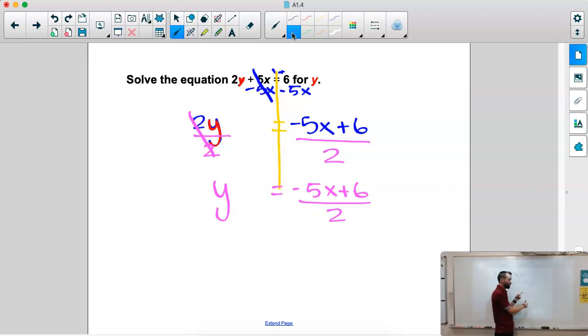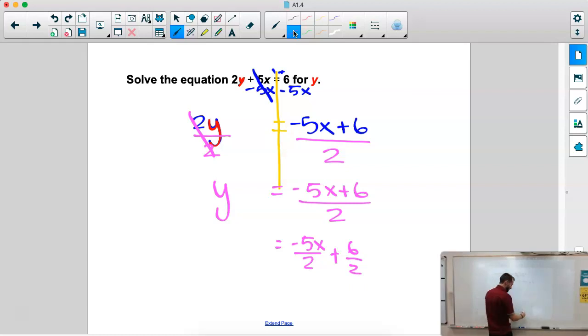There are situations where maybe I divide. What I want to make sure no student does is just try to divide the 6 and the 2 without the 5 being divided. This could be rewritten, let me rewrite it one way, as negative 5x over 2 plus 6 over 2. Okay, you could write it that way. I want to make sure you're dividing everything by 2.